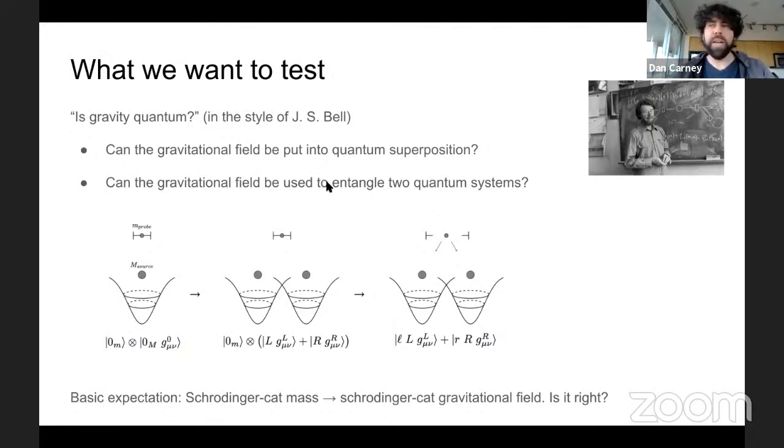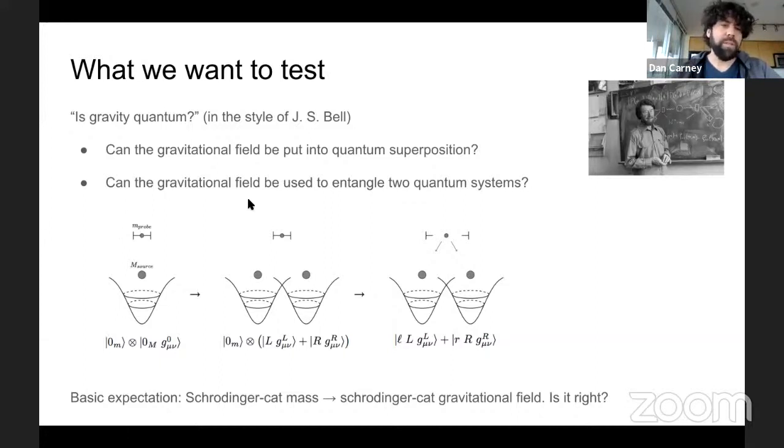This is actually the same question under standard assumptions about quantum mechanics, but you can think of them as different more generally. Can the gravitational field be used to entangle two quantum systems? So I like to think of the second one, and that's a very concretely testable question, and that's what we'll focus on.